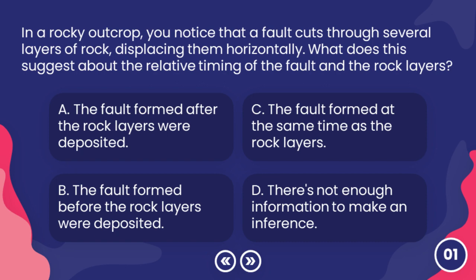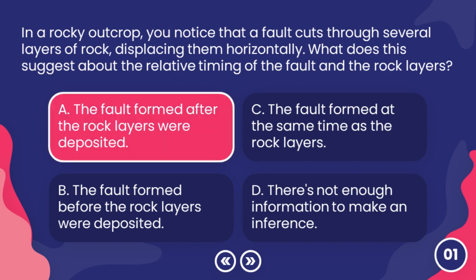A. The fault formed after the rock layers were deposited. B. The fault formed before the rock layers were deposited. C. The fault formed at the same time as the rock layers. Or letter D, there's not enough information to make an inference. What is your answer to this question? Very good, it's letter A. The fault formed after the rock layers were deposited.